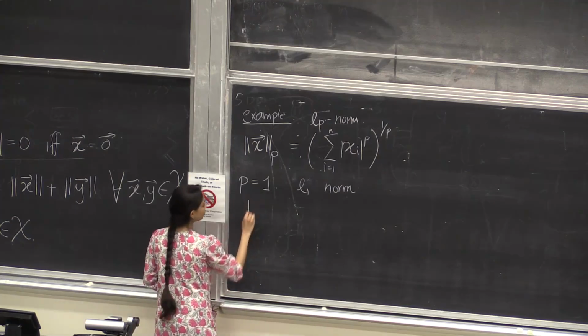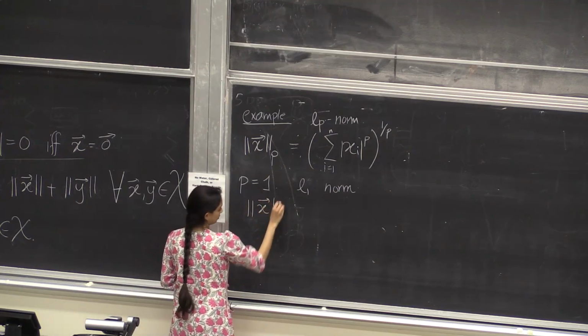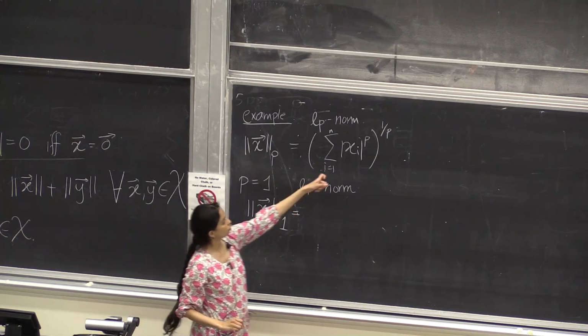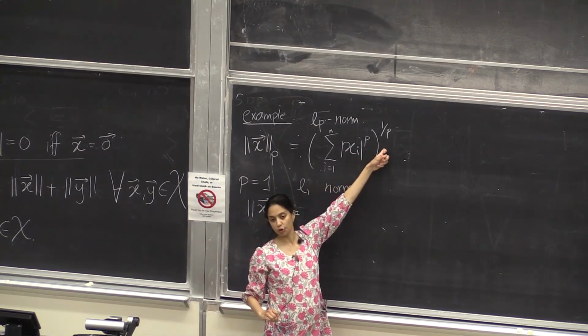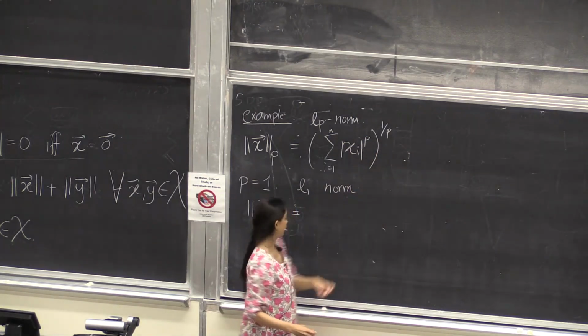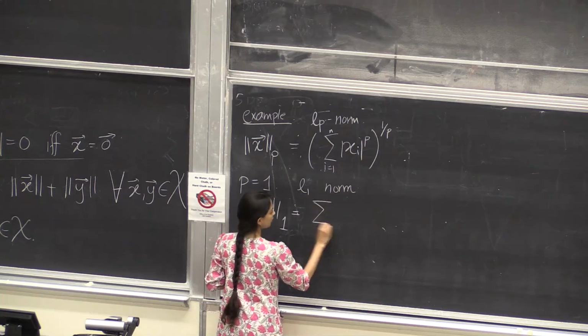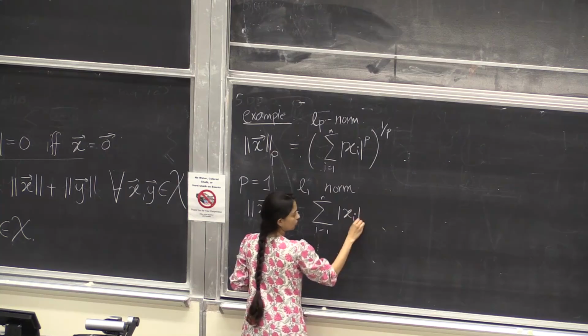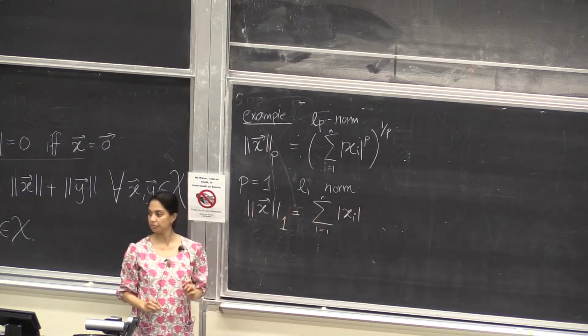But the L1 norm, so I write this 1. So what is the first 1 over 1? It is just 1. So I don't really have to take any kind of square root here. And so this is just the sum of the absolute values of all of the entries. Okay?